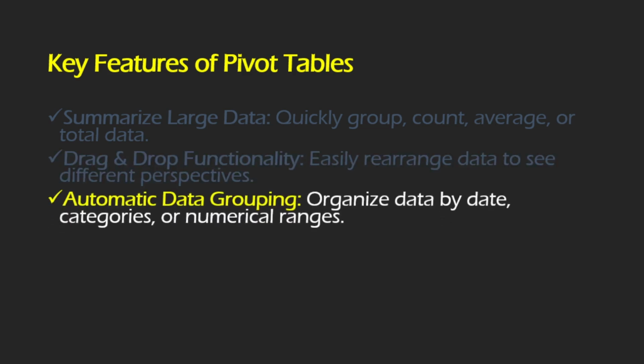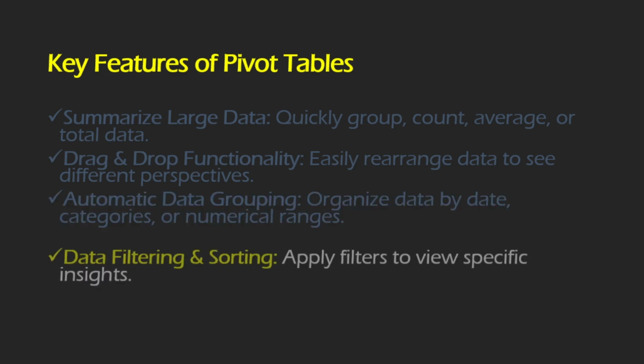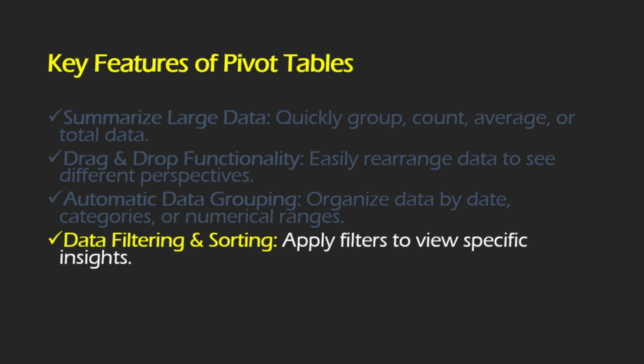Next is automatic data grouping. It groups your dates automatically into days, weeks, months, even quarters. Also, it can categorize data. It can also put it in numerical ranges. That is one of the key features of pivot tables that can help us draw a lot of insight.